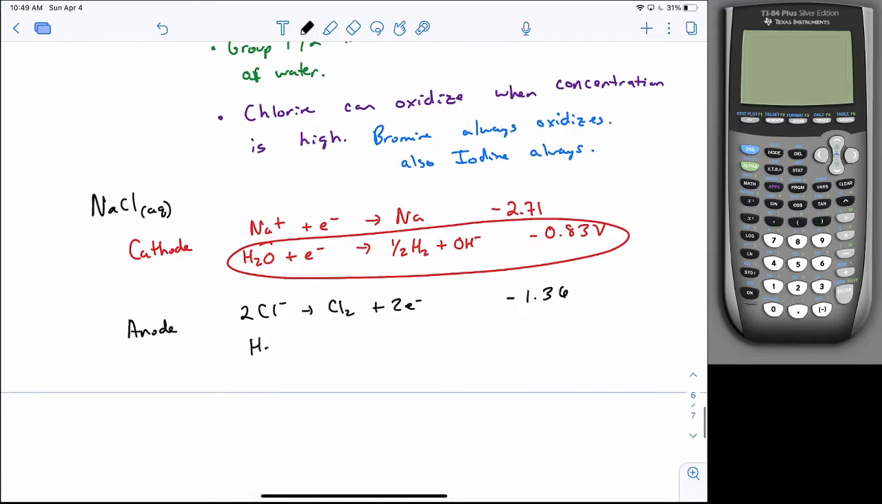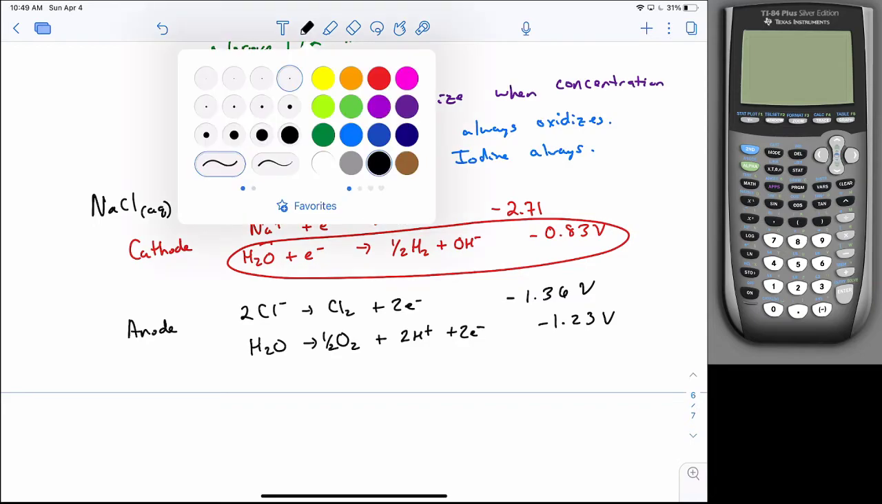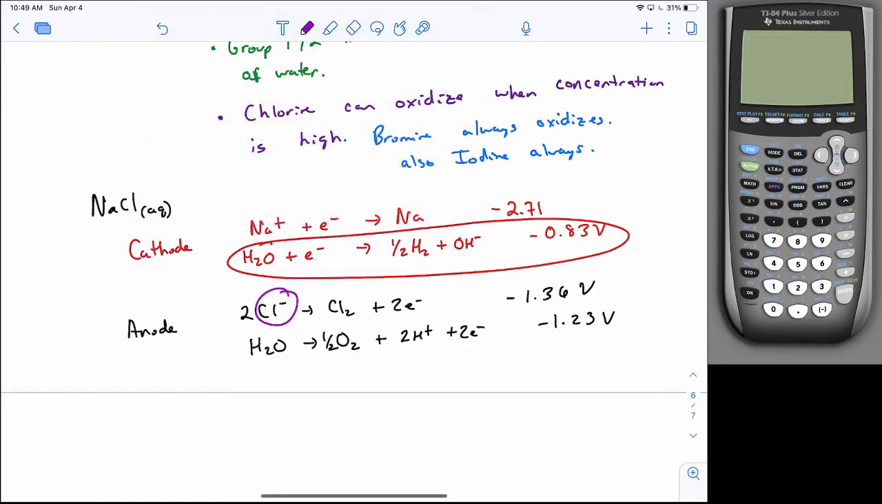And then water is negative 1.23. Because they're so close, chlorine will actually be able to oxidize when it's in high concentration, because chloride has a negative charge. When there's an abundance of chloride ions in the solution, they will be more attracted to the anode than neutral water.